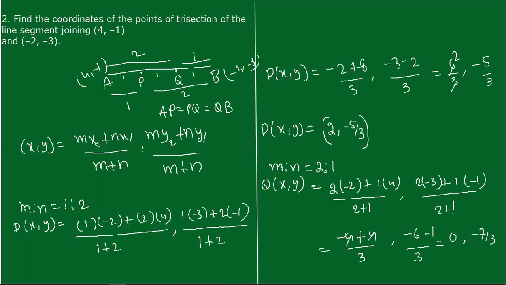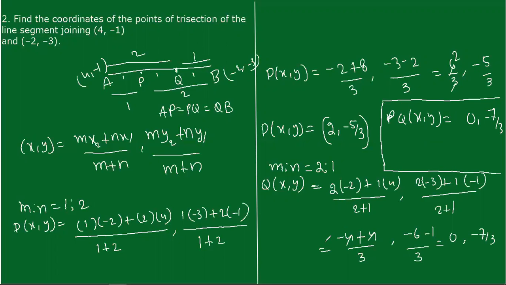So the Q point, I don't have much space, don't mind students, I'm writing here due to short space, is (0, -7/3). That's it. Thank you students.